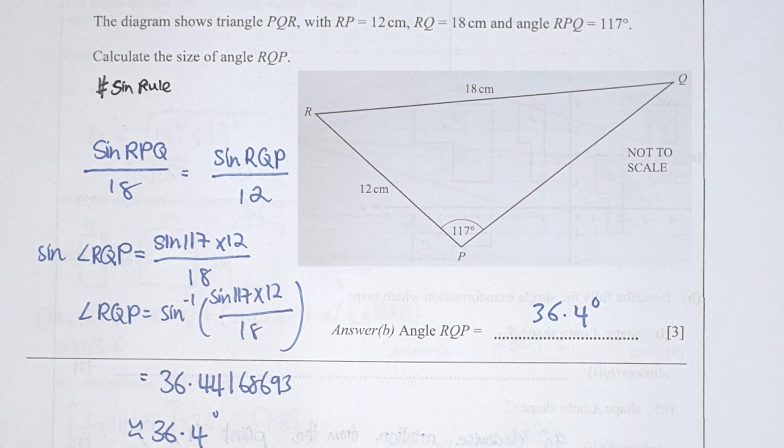Section B, we'll be using the sine rule for this. So I'm comparing sine RPQ over 18 equals sine RQP over 12. By running the calculation and adjustment, we will get the result as 36.4.